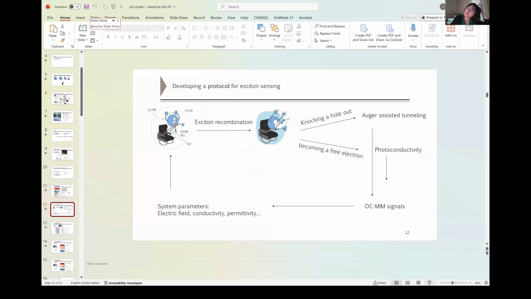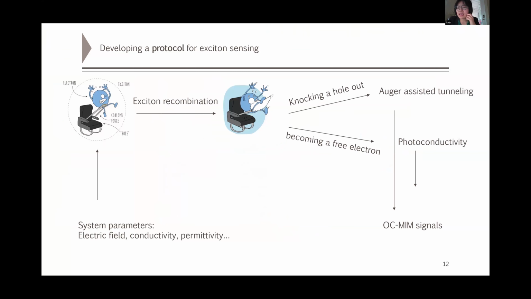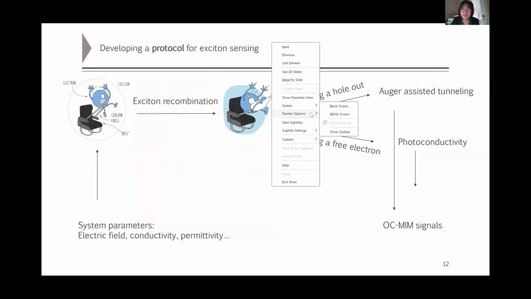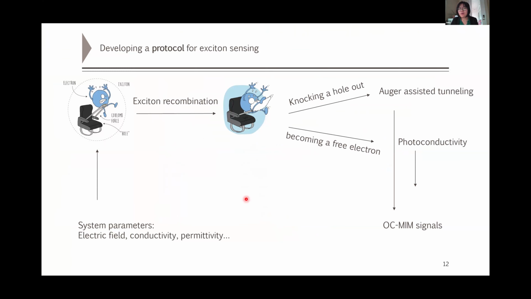So since both processes can give rise to the change in microwave reflectance signals, we can tune the system parameters like electric field, conductivity and permittivity, which can all affect the exciton recombination processes. And upon changing those parameters, we can expect changes to our readout. So that forms the protocol for our excitonic-based sensing of local electrical parameters.